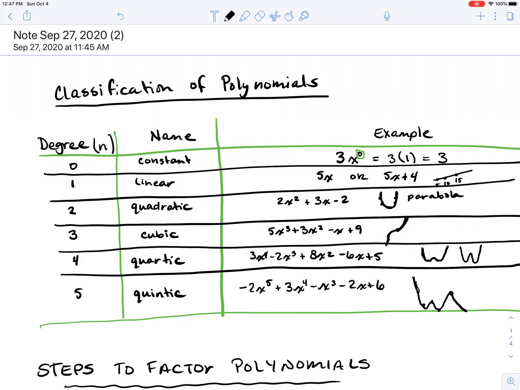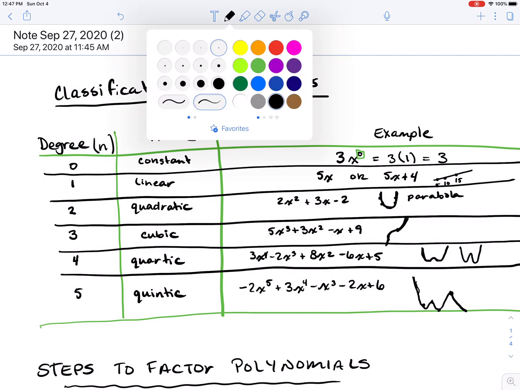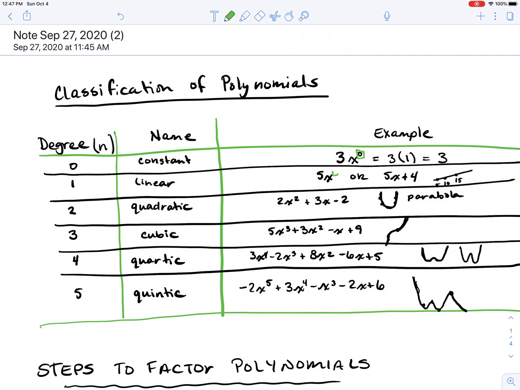So when we're naming polynomials, we're looking at the highest exponent. And that determines the name of the polynomial.